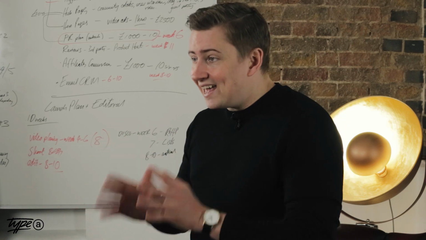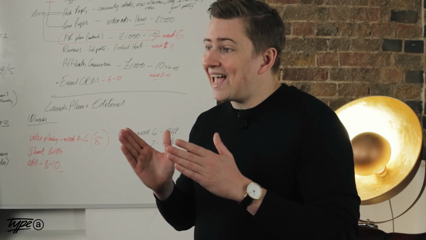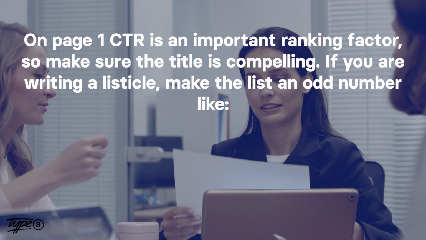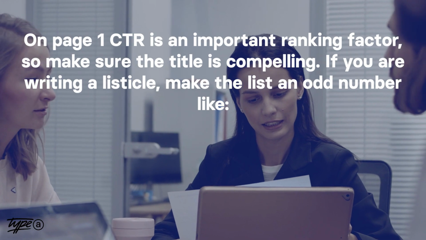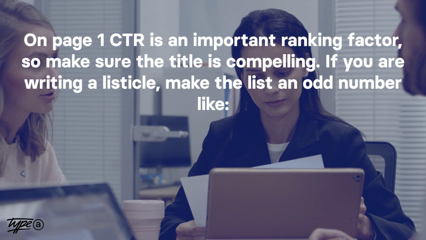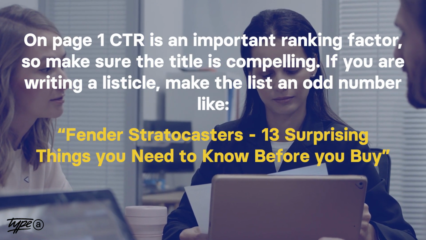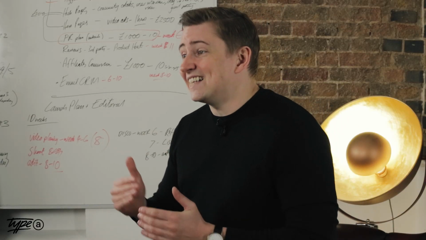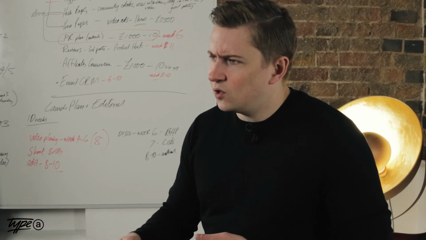Now remember, the title tag is a ranking factor, so it's important to put your keyword in the title. Lots of SEOs go with the format of keyword 1, secondary keyword, and then brand name. I personally think this is a little bit outdated now, and you're going to want to write something that's a bit more compelling to click on. Now on page 1, click-through rate is a very important ranking factor, so using that title to make it compelling is really important. So for example, if you're writing a listicle, make the list an odd number, something like Fender Stratocasters, 13 surprising things you need to know before you buy. So make sure the keyword targeting matches the intent of the person that's actually searching, and throw in some extra intrigue in there to make them really want to click on it and learn more.